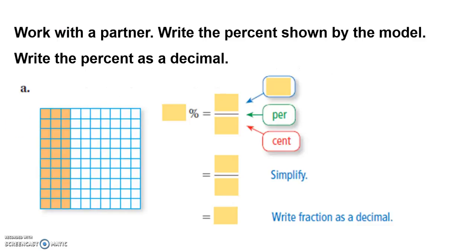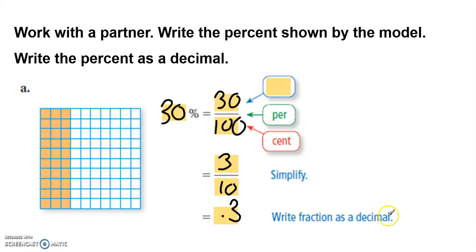Okay. So work with a partner, write the percent shown by the model, and then write the percent as a decimal. So here's 100 little squares in this big giant square, and it looks like 30 of them are shaded. So that is 30%. So that is 30 over 100 that were shaded in. That simplifies down to 3 over 10. And then that is going to be 0.3.